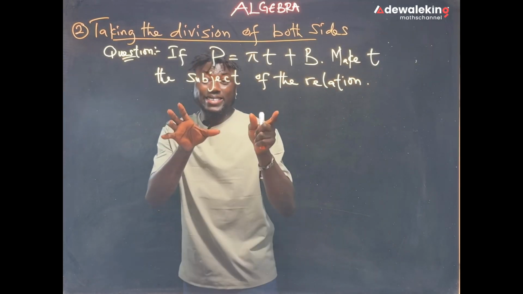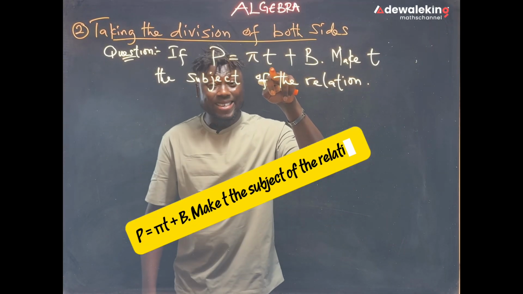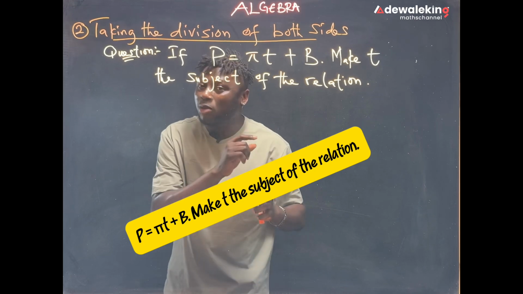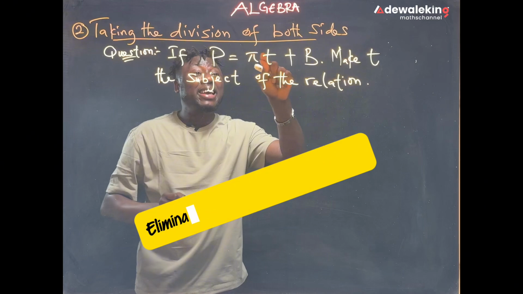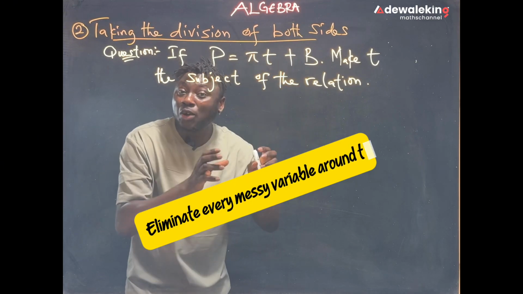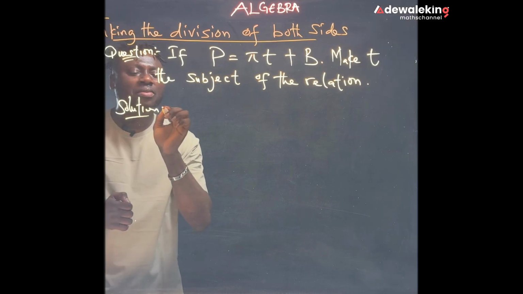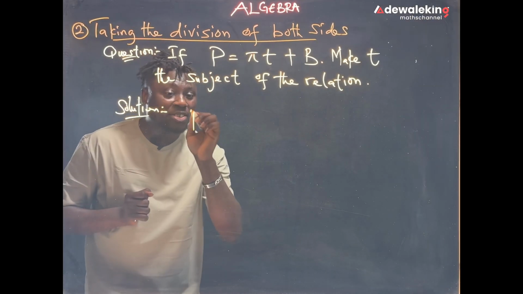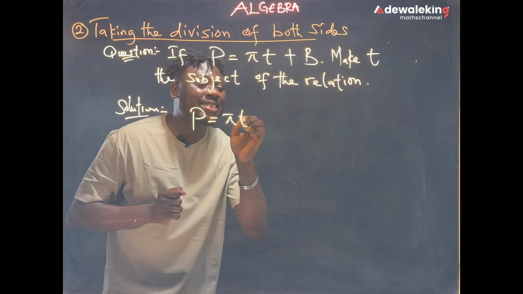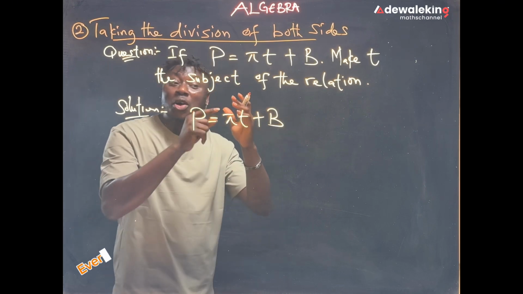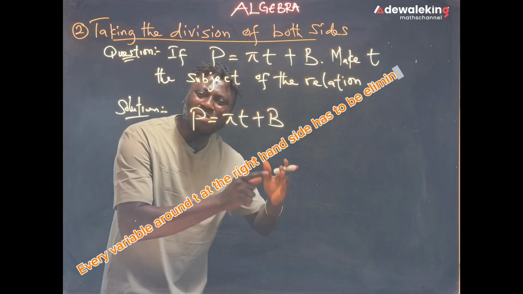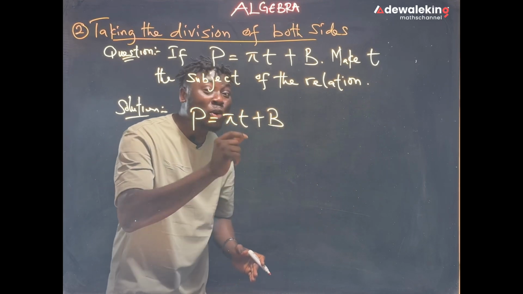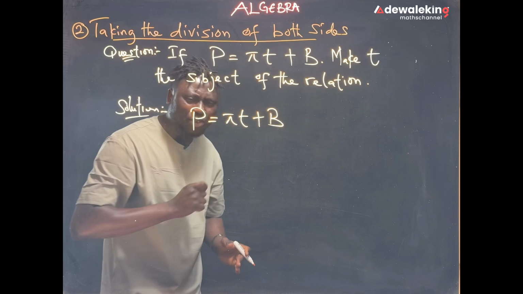Number two, taking the division of both sides. Given a question like this, and you have to make T the subject of the formula, this is how to go about it. First, we have to eliminate every variable around T. So we say solution. We write the question, P is equal to pi t plus B. Everything around T at the right hand side has to be eliminated and it will remain only T. This is how to go about it.